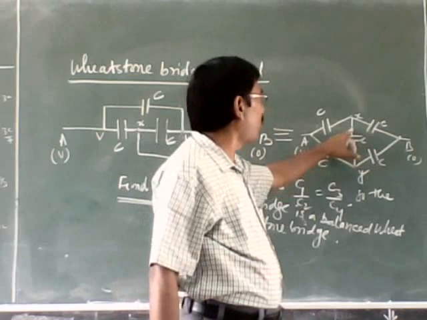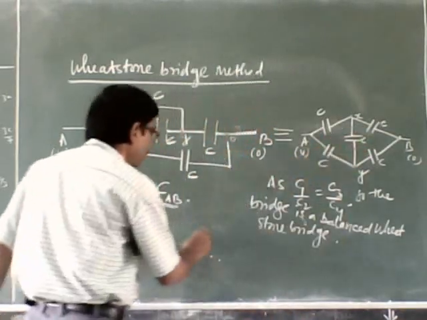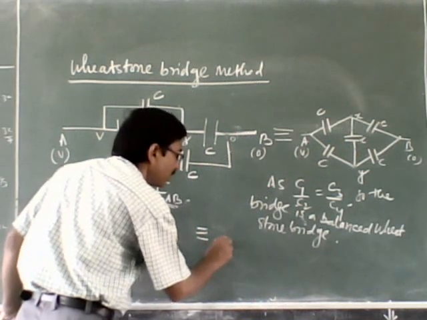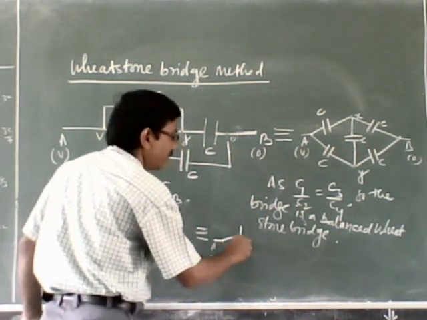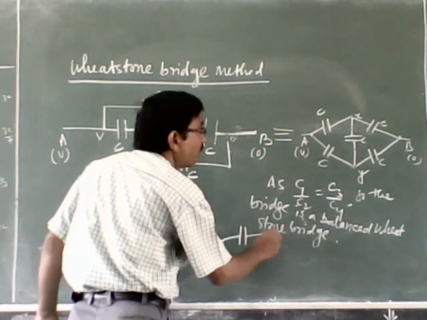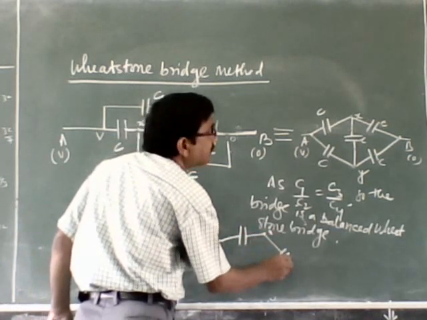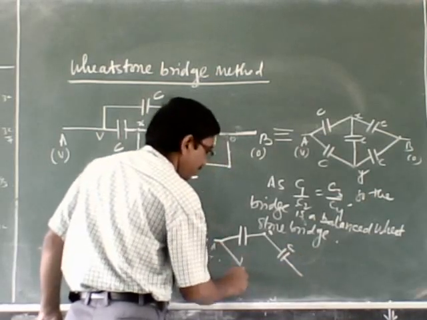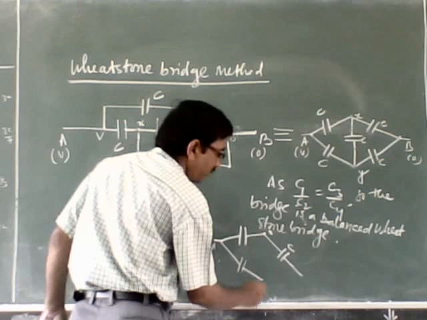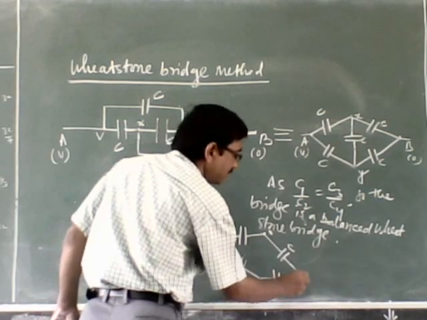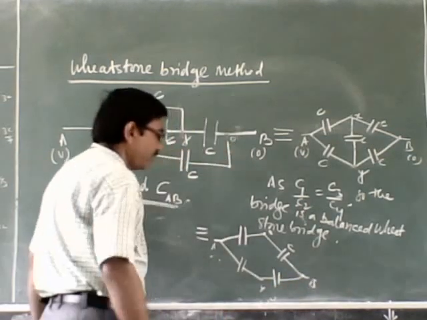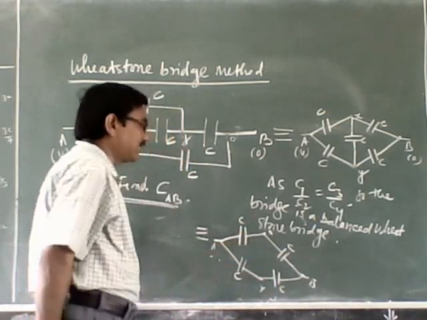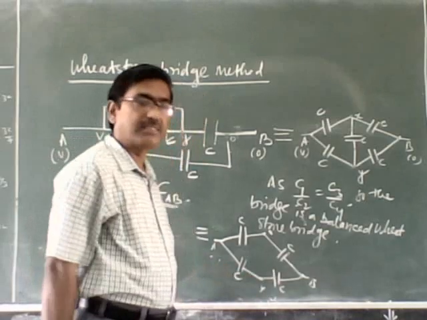Then how to draw the equivalent circuit again? Therefore the equivalent circuit will be: this is point A, this is a capacitor, this is point X, this is another capacitor C, and this is a capacitor, this is point Y, and this is another capacitor, this is point B. So C and C are connected in series, and this C and C are also connected in series.